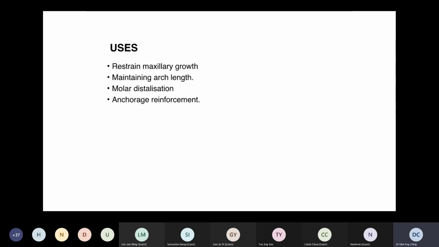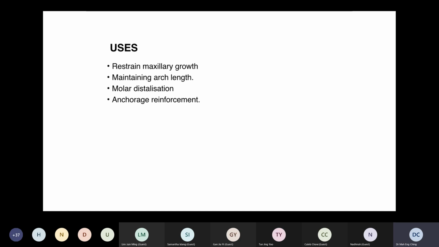Okay, so what are the uses for this headgear? The main purpose of this headgear is to restrain the maxillary growth. You don't want the maxilla to grow too much forward and downward. If the maxilla is too long, too protruding, then maybe we have to use this headgear to restrain the maxillary growth, maintaining the arch length. Usually we use it for cleft patients. Sometimes you want to do some asymmetrical retractions or restrain the maxillary growth, then we use this.